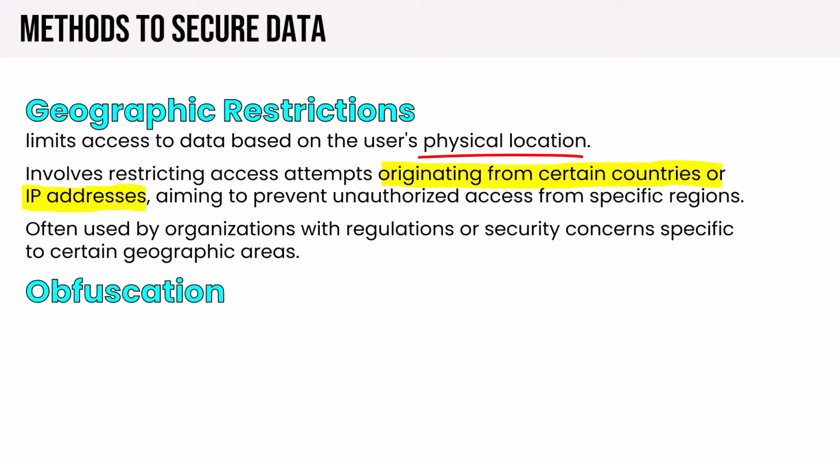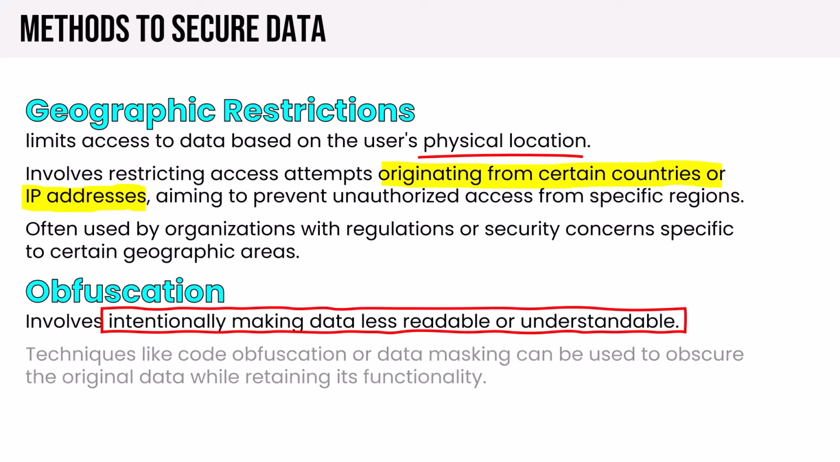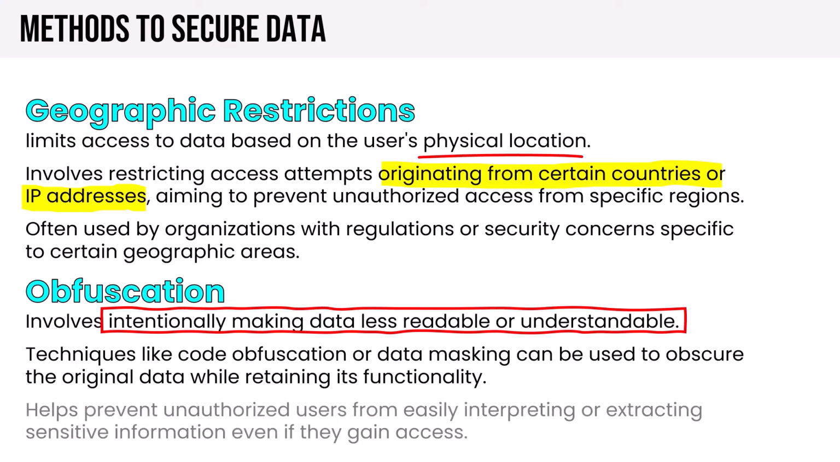And next we have obfuscation, which involves intentionally making data less readable or understandable. And it's a broad term that refers to several techniques. For example, techniques like code obfuscation or data masking, which we looked at a moment ago, can be used to obscure the original data while retaining its functionality. It helps prevent unauthorized users from easily interpreting or extracting sensitive information, even if they gain access.